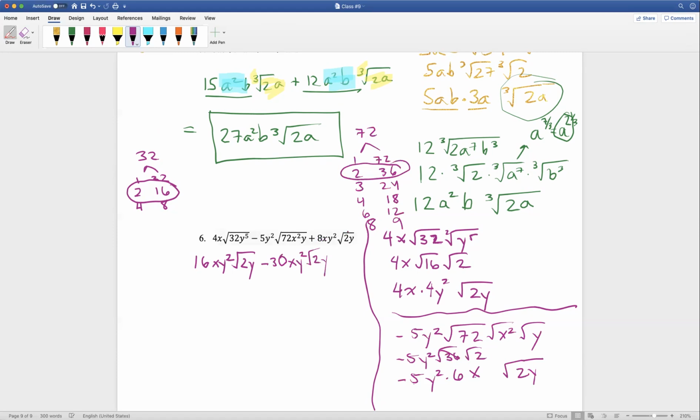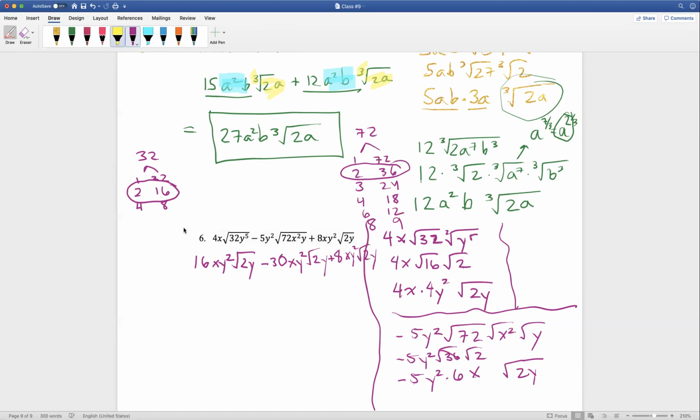Let's compare that with the last term. 8xy squared, square root of 2y. The square root of 2y cannot be simplified, so I'm just going to recopy that guy, right? 2 is prime. Y, we only have one factor of it, so there's nothing we can do with that. So that's just going to be plus 8xy squared, square root of 2y.